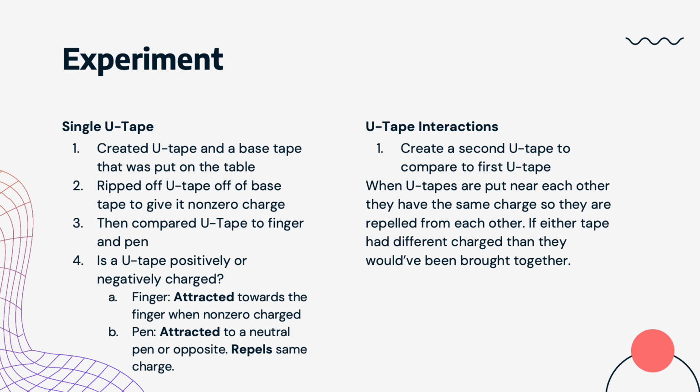Next, when we looked at the U-tape interactions, we first created a second U-tape to compare to the first U-tape. When the U-tapes were put near each other, they have the same charge, so they were repelled from each other. However, if either of those tapes had a different charge, then they would have been brought together.